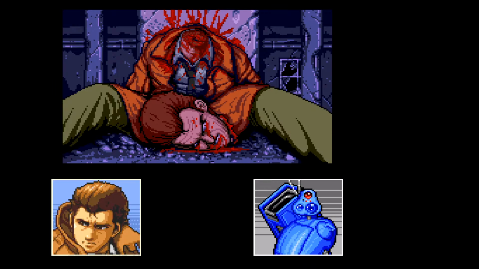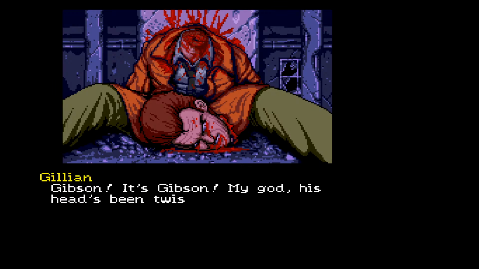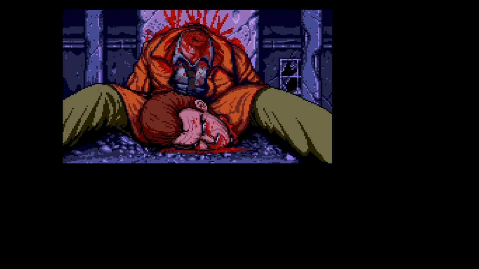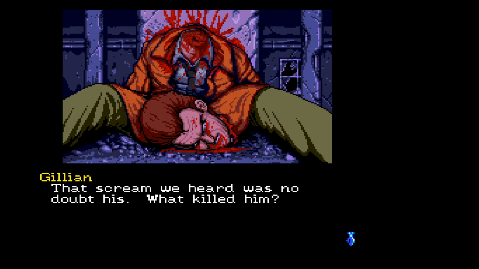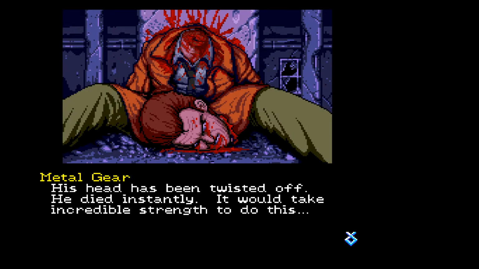Dear God. Jean! Gibson! It's Gibson! My God, his head's been completely twisted off! He's still warm. That scream we heard was no doubt his. What killed him? His head has been twisted off. He died instantly. It would take incredible strength to do this.